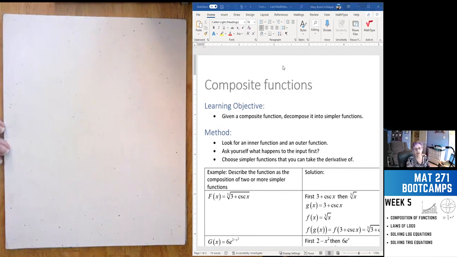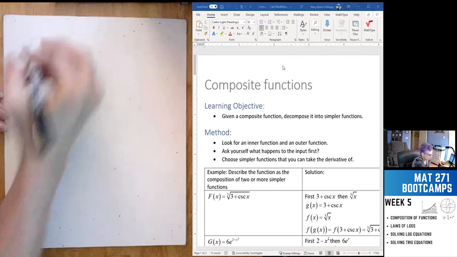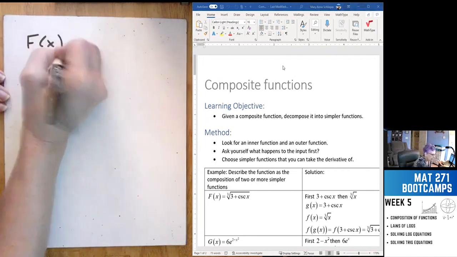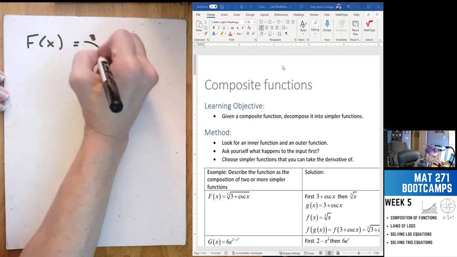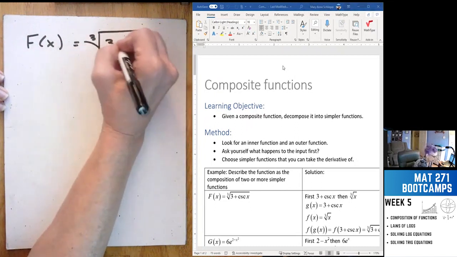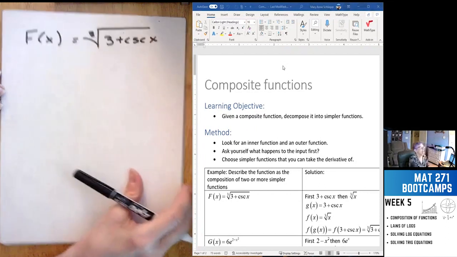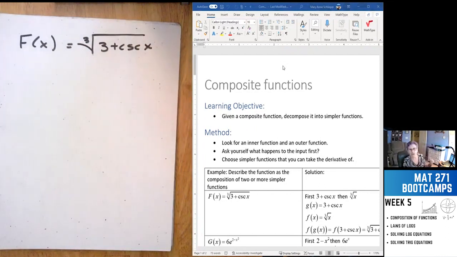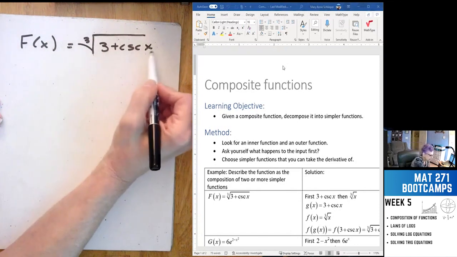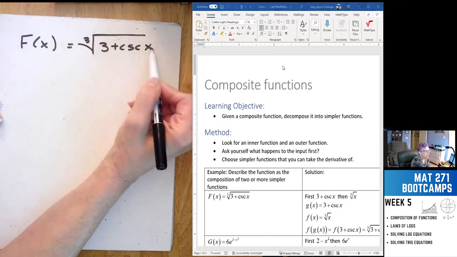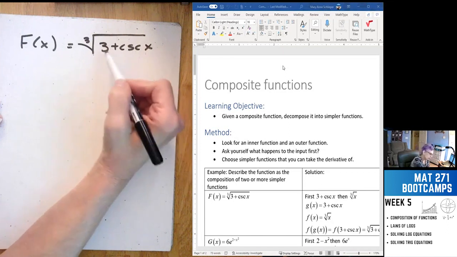So composite functions are really important when you're doing the chain rule. You need to be able to figure out the inside function and the outside function. So what you want to do is think about what happens to x first, and that's your inside function. For example, here we have capital F of x is the cube root of 3 plus cosecant of x. So what is the first thing that's happening to x? The first thing that happens to x is that you take cosecant of it, and then you add 3 to that.